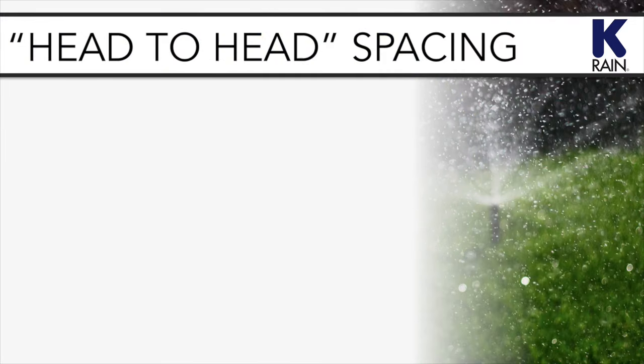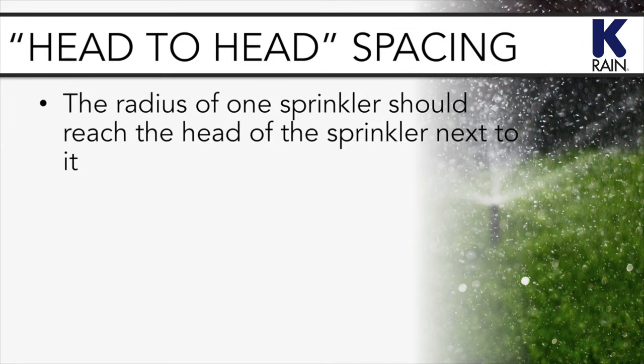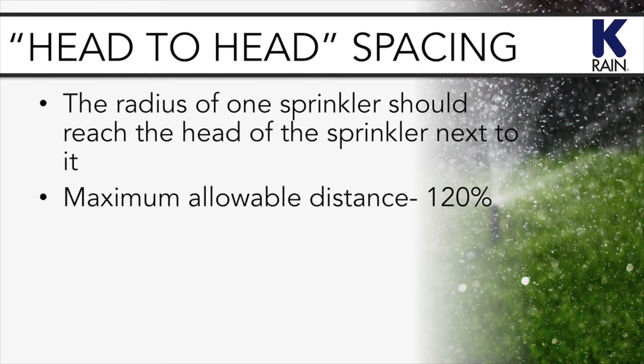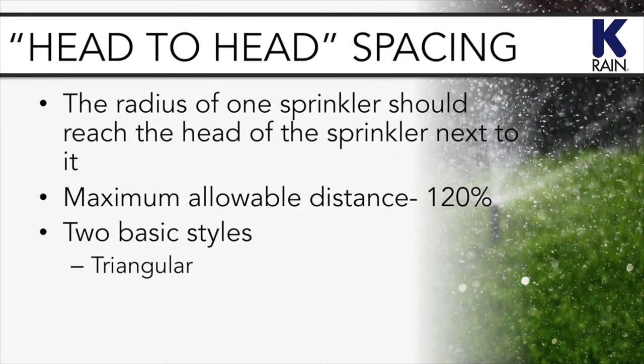The key idea in sprinkler layout is head-to-head spacing. Now, what do I mean by that? When laying out the sprinklers, the radius of one sprinkler should reach the head of the sprinkler next to it. The maximum allowable distance between sprinklers is 120% of the sprinkler radius. There are two basic styles of head-to-head spacing: triangular spacing, which is the most efficient spacing method, and square spacing.